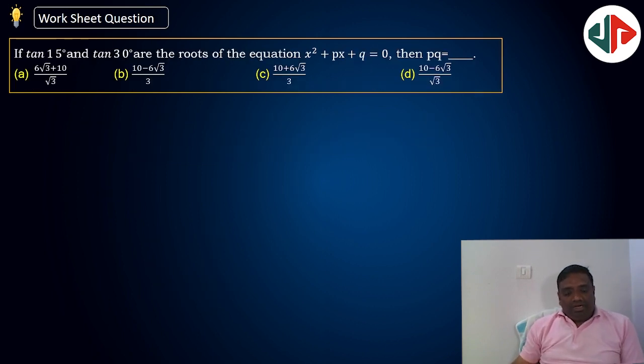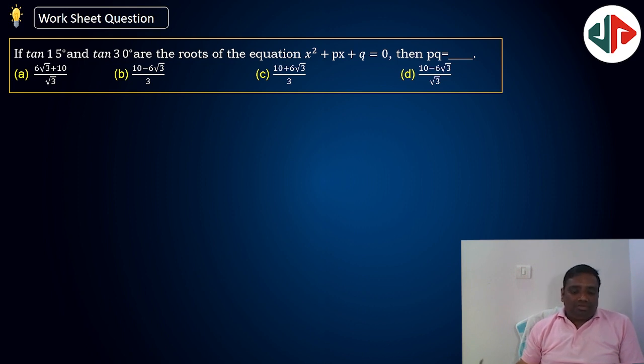Here tan 15 and tan 30 are the roots of the equation x square plus px plus q is equal to 0. Then what is the value of pq? The quadratic equation concept: if alpha and beta are the roots of the equation ax square plus bx plus c is equal to 0, then the sum of the roots is always equal to minus b by a and the product of the roots is always equal to c by a.